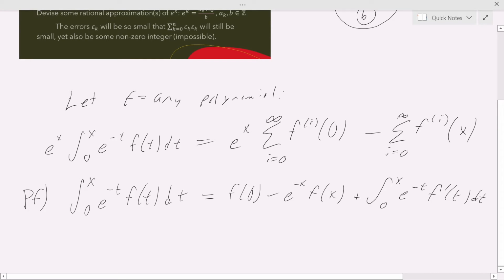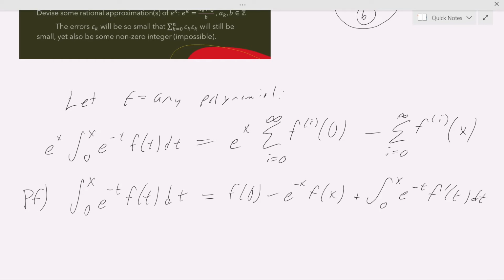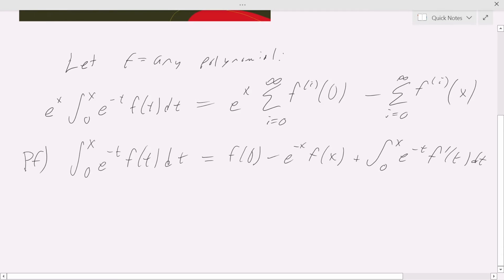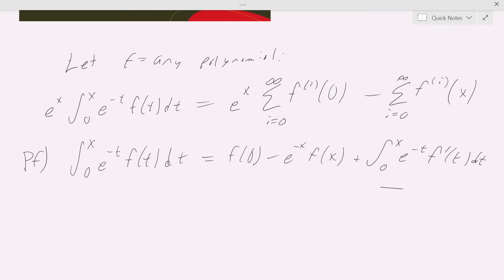And this was true for any differentiable function at all. Now, in particular, we're going to be using it for f being a polynomial, so it's going to be infinitely differentiable. So using this formula, we're just going to iterate it over and over again, because now you see that this right-hand side integral is the same form as the left-hand side, so we can use the formula all over again, just replacing f with f prime.